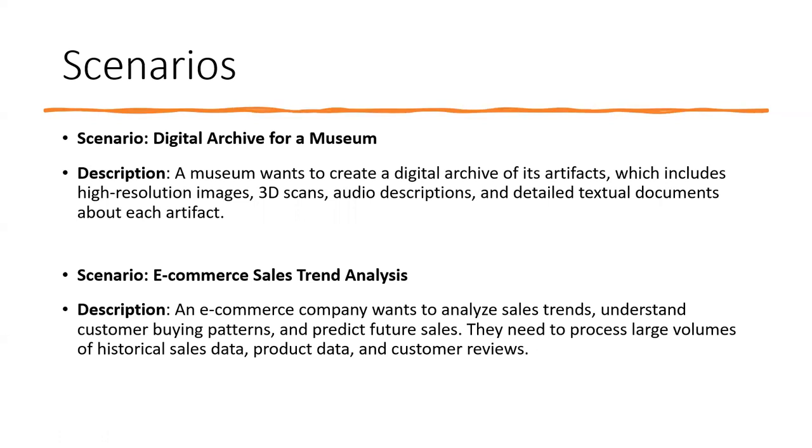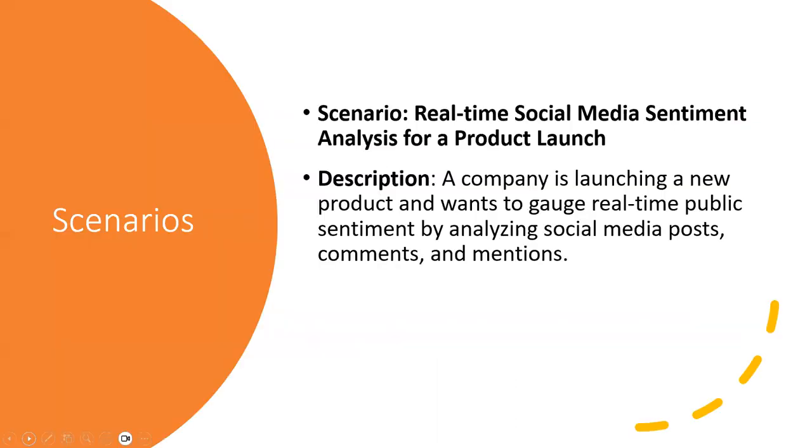Now, e-commerce sales trend analysis. An e-commerce company wants to analyze sales trends, understand customer buying patterns, and predict future sales. They need to process large volumes of historical sales data, product data, and customer reviews. Think of a database so that they can analyze. Well, data warehouses like Azure Synapse Analytics or Amazon Redshift could be a good choice because they are optimized for analytical processing. They can handle large data sets, perform complex queries, and support tools that visualize and interpret data trends.